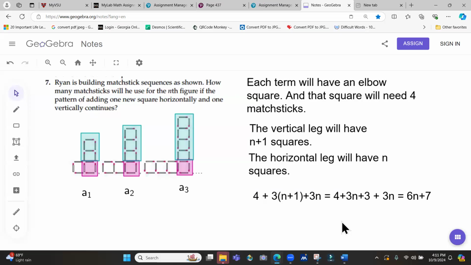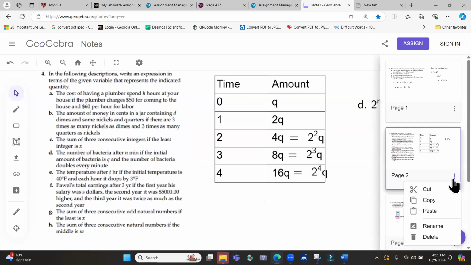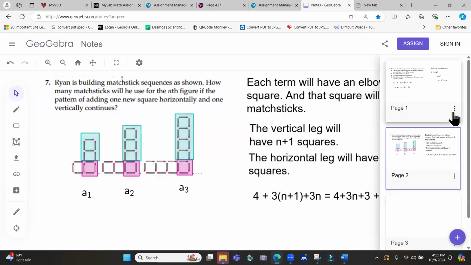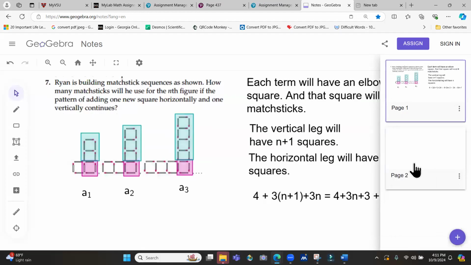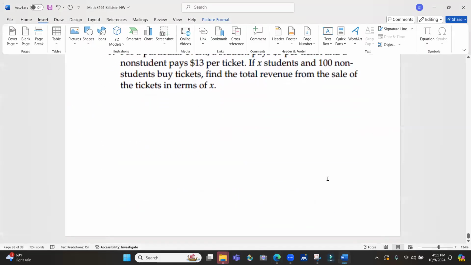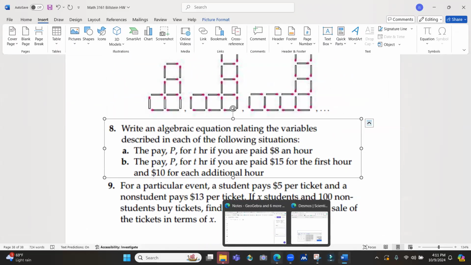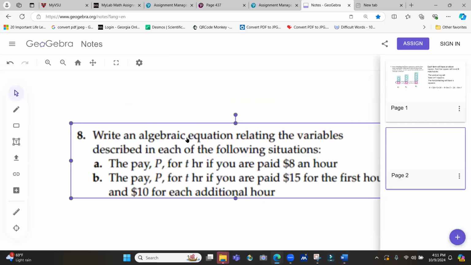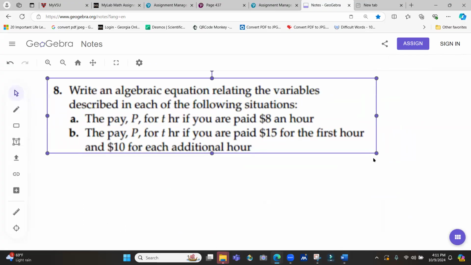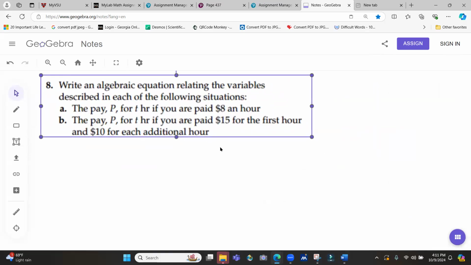All right, guys. Let's see what's next. Eight. All right, another tricky one. Okay. So let's read it carefully. Write an algebraic equation relating the variables described in each of the following.